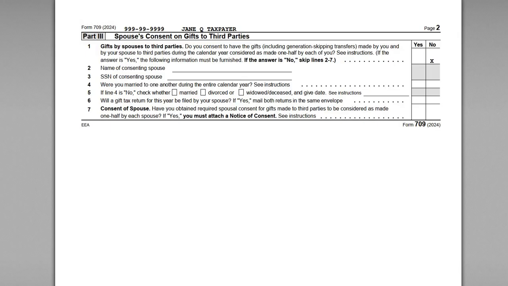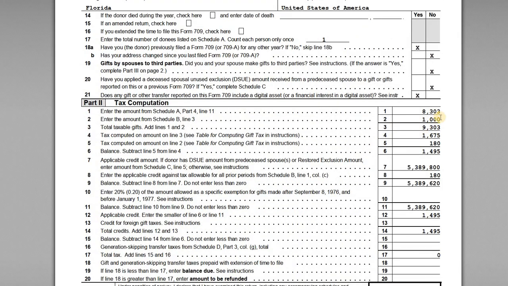If we go back up to page 1, line 1, there we see the amount of includable gifts for the year is $8,303. All right, so that's the current year stuff finished. Now, with the current year return, you have to reconcile any prior year reportable gifts that you previously reported on any other 709. So now we move on to Schedule B.